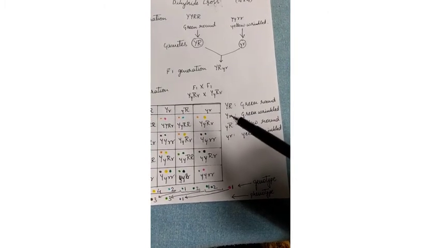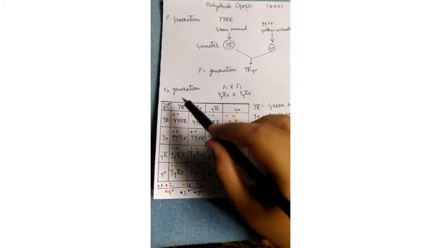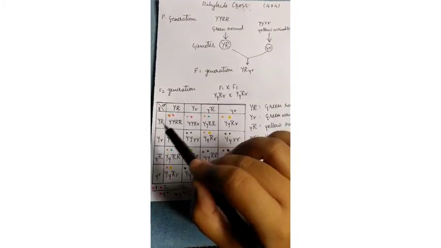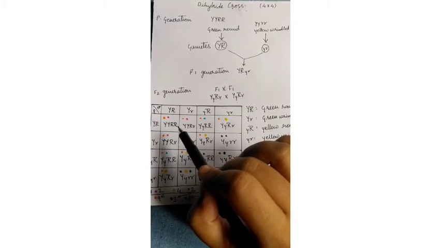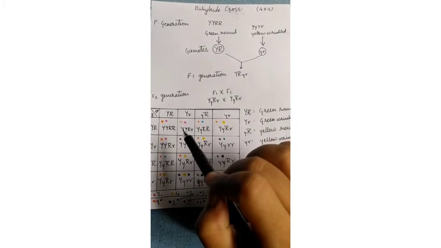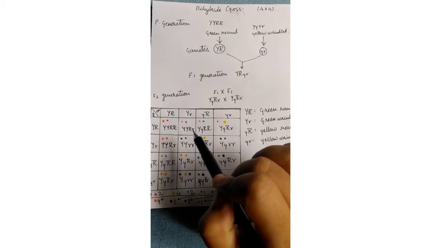This is a Punnett square where the gametes of the F1 generation, capital Y, capital R gives green round, capital Y, small r gives green wrinkled, small y, capital R gives yellow round, and small y, small r gives yellow wrinkled. Capital Y, capital R crossed with capital Y, capital R, we get capital Y, capital Y, capital R, capital R. Capital Y, capital R crossed with capital Y, small r, we get capital Y, capital Y, capital R, small r.